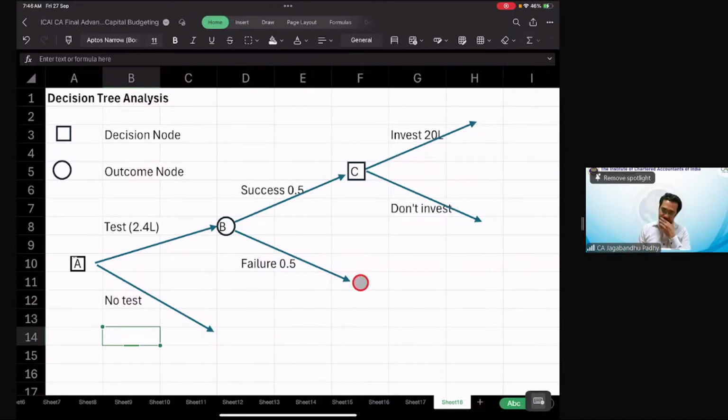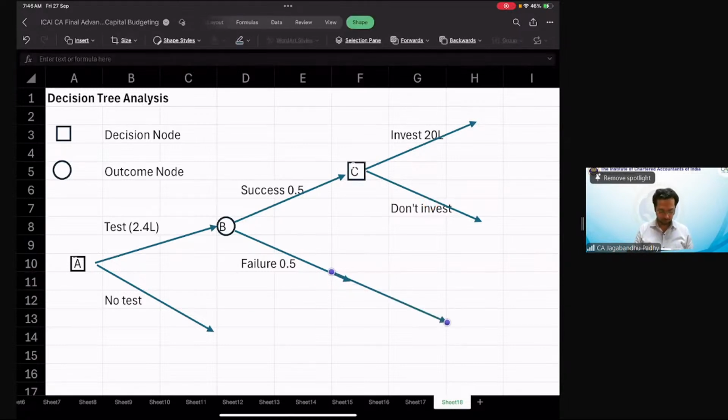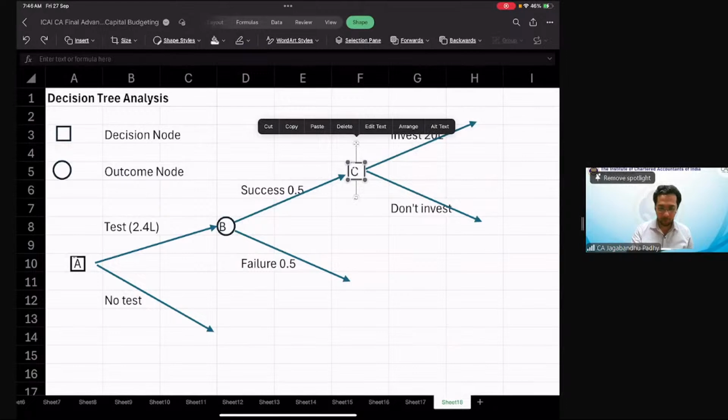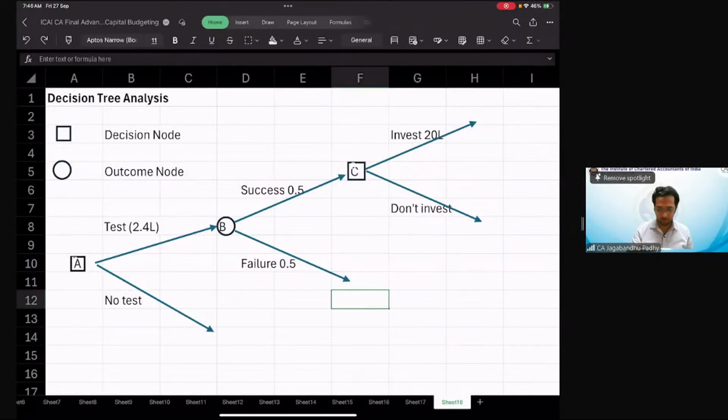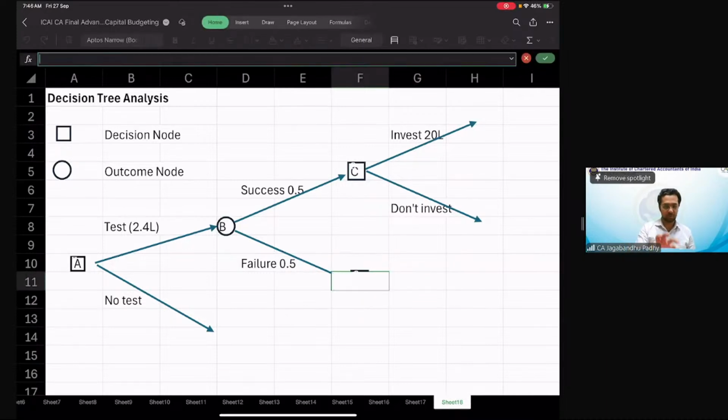So what should be the figure over here? A square or a circle? What should be the figure over here, guys? A square or a circle? Because here again, we have to take a decision whether I should invest an additional 12 lakh or I should not invest 12 lakhs. Correct? So it's going to be a square. Yeah. So we have this node over here. Now let me just name this as D.